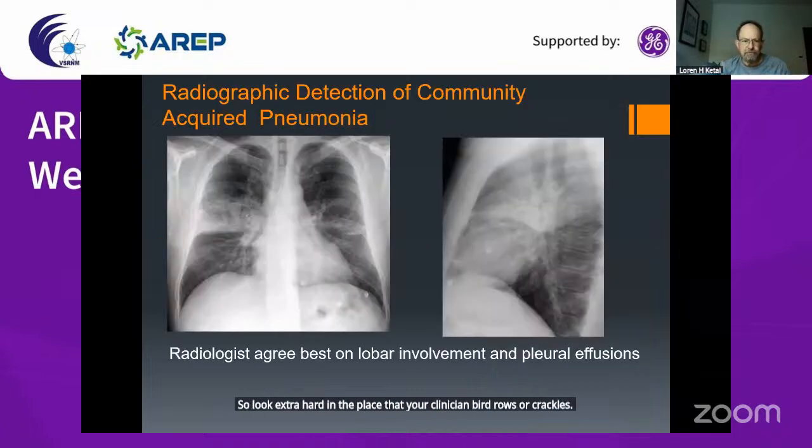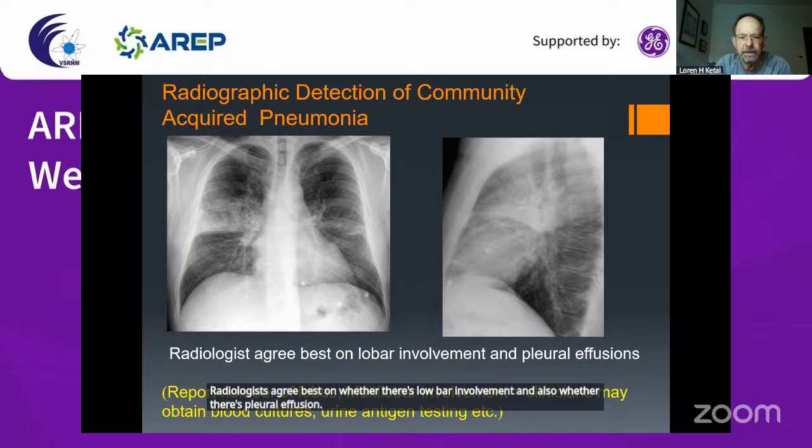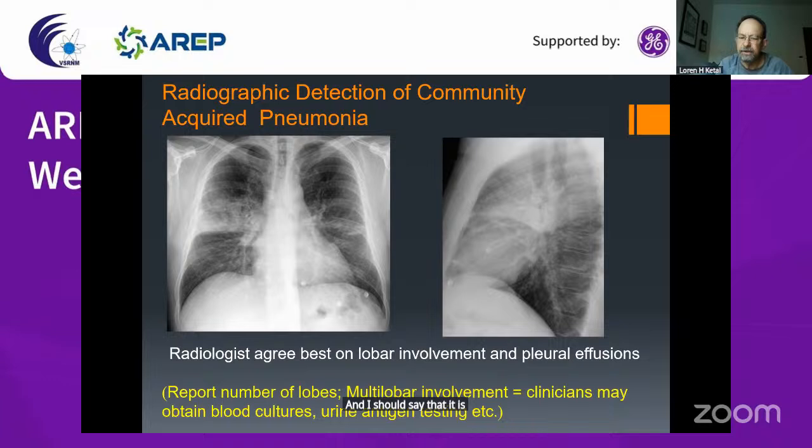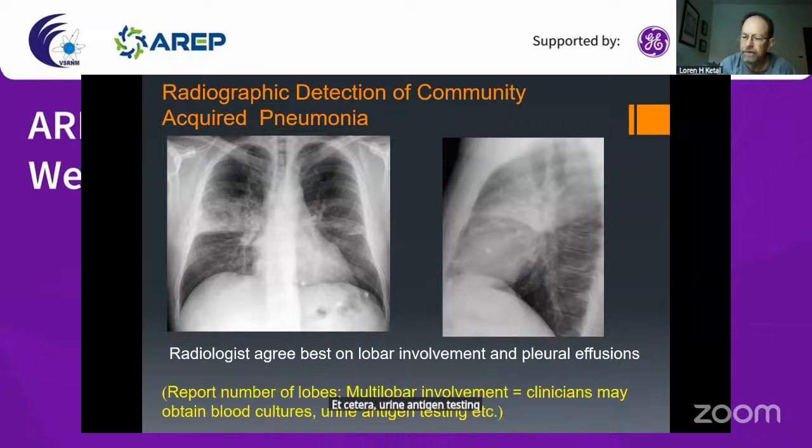So in terms of patterns of community-acquired pneumonia, radiologists agree best on whether there's lobar involvement and also whether there's pleural effusion. And I should say that it is important to report the number of lobes involved because multi-lobar pneumonia is going to drive clinicians to do more extensive testing, that is blood cultures, urine antigen testing, etc. So report the number of lobes. So we're pretty good at lobes.